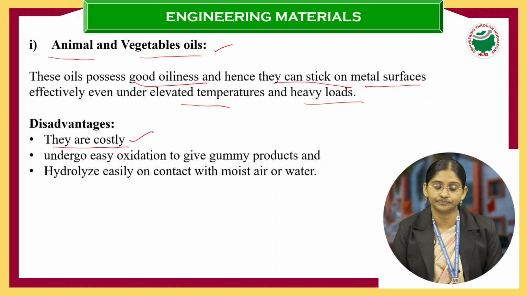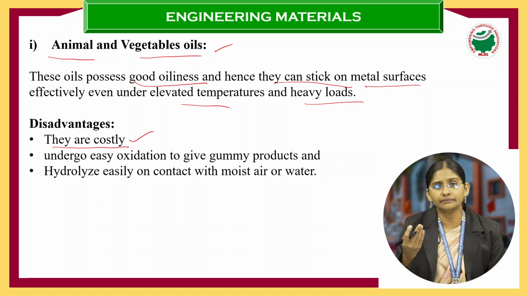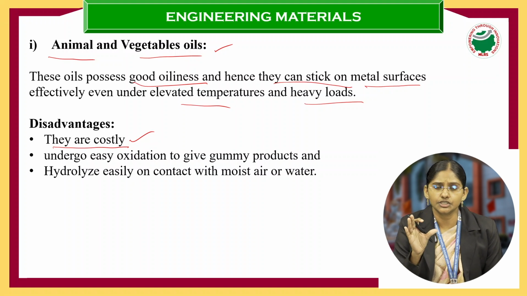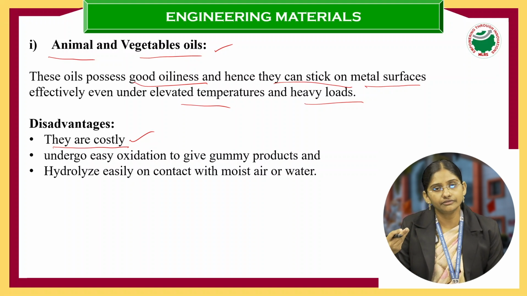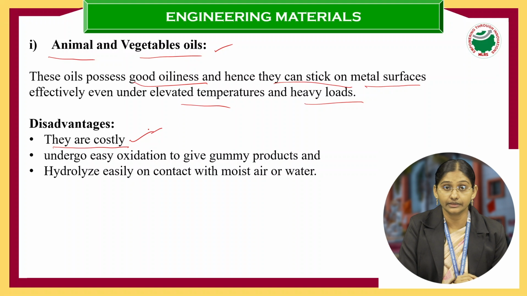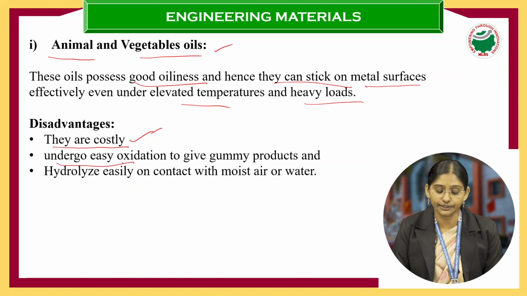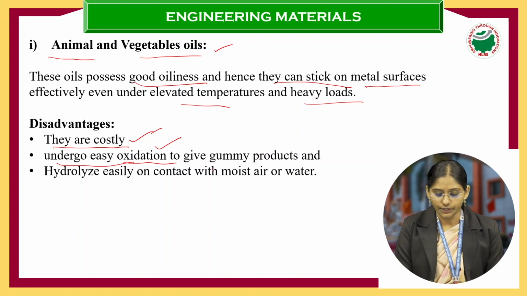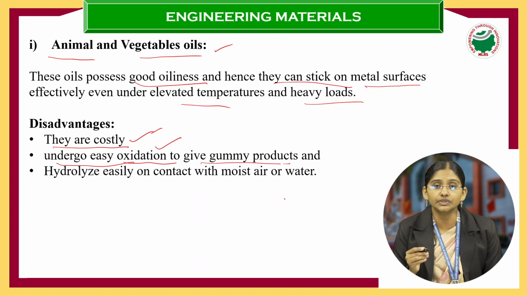They are costly. For example, if you take the raw material, like when we extract oil from plants, we take a large quantity of raw material, but finally we get a very small amount of oil. So that's why they are costly. And these animal and vegetable oils undergo oxidation to give gummy product.